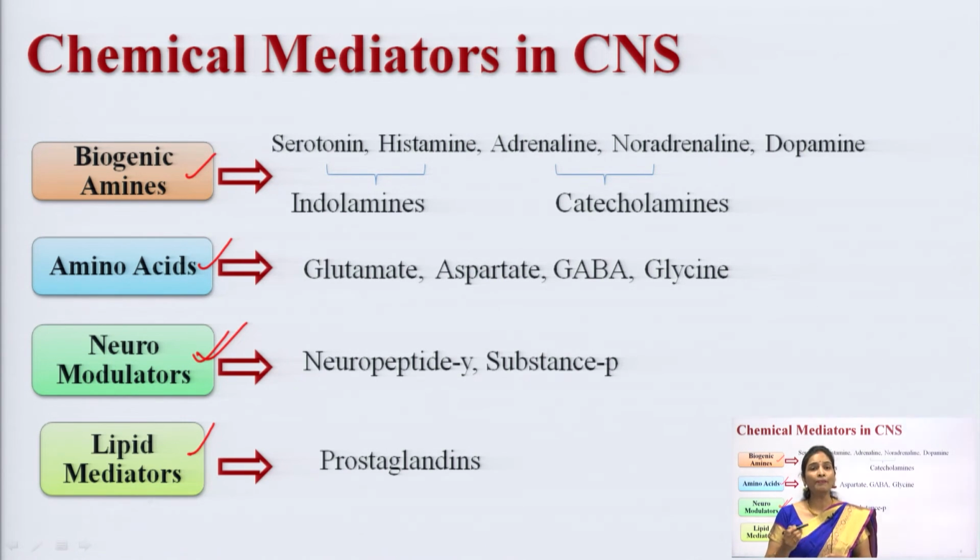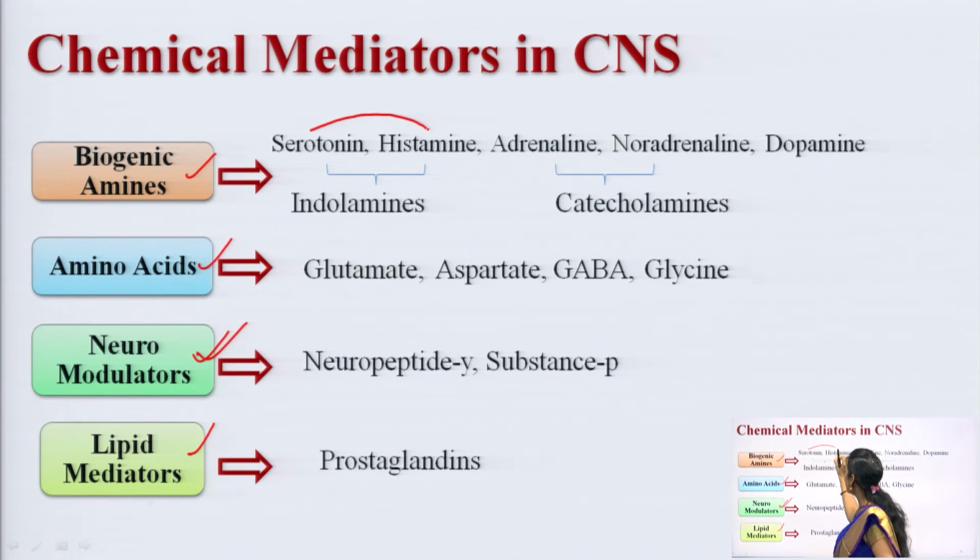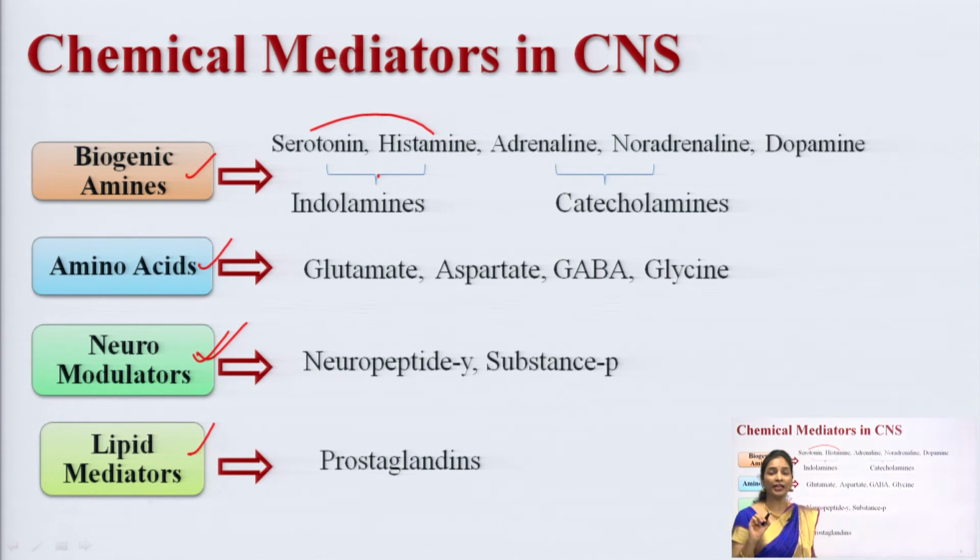What about lipid mediators? Lipid mediators are generated from the lipids, the lipid bilayer. What is an example that falls under the lipid mediators? Prostaglandin. Okay. Of these, serotonin and histamine are the indolamines, and adrenaline and noradrenaline are the catecholamines. So, these are the chemical mediators in the CNS.